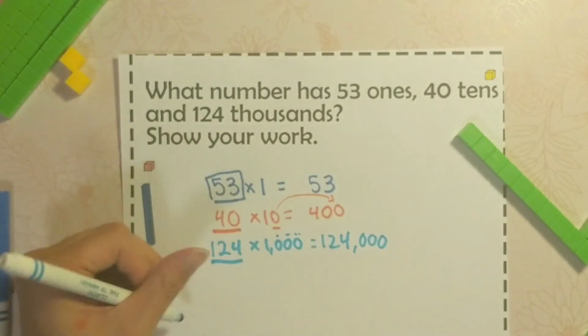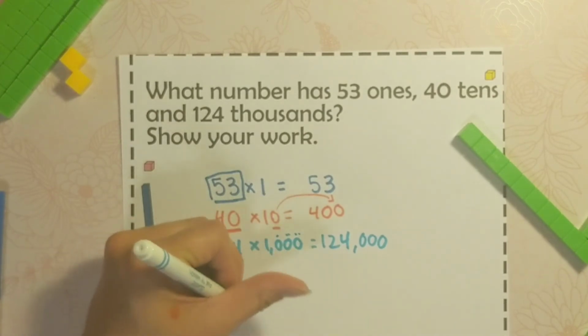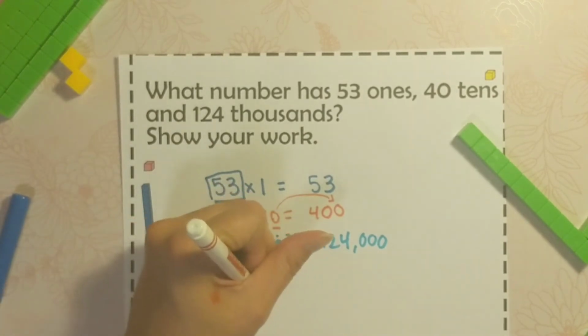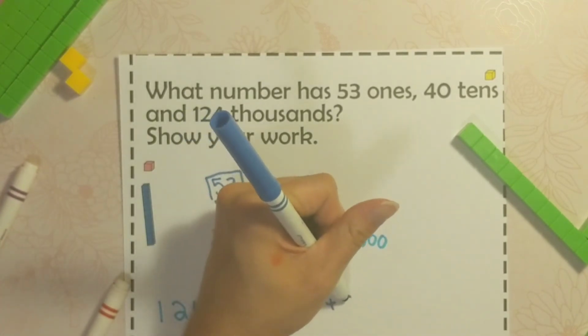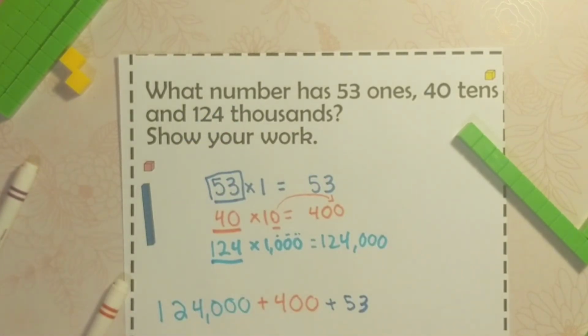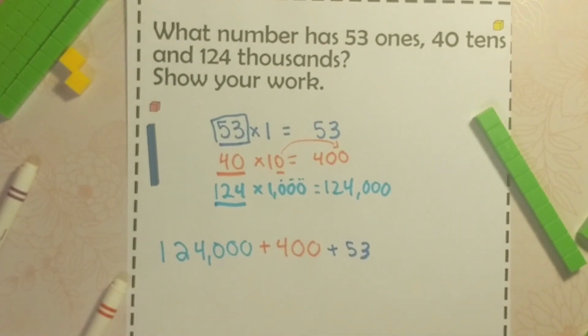But you can see this is already in expanded form for us. So if you know how to just look at a number in expanded form and then see it in standard form, then you're doing pretty well. Here's our number, 124,000 plus 400 plus 53. That's what we ended up with.